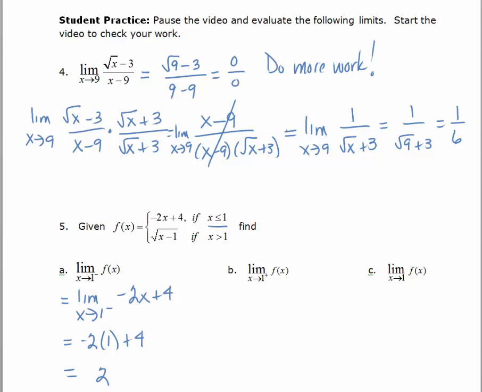As we approach from the right, we want to choose values that are greater than 1. So we'll have the limit as x approaches 1 from the right of the square root of x minus 1, because this function corresponds to values of x that are greater than 1. Direct substitution, the square root of 1 minus 1 is equal to 0. So my one-sided limits existed, but because my one-sided limits are not equal, then the limit as x approaches 1, which is the two-sided limit, does not exist.